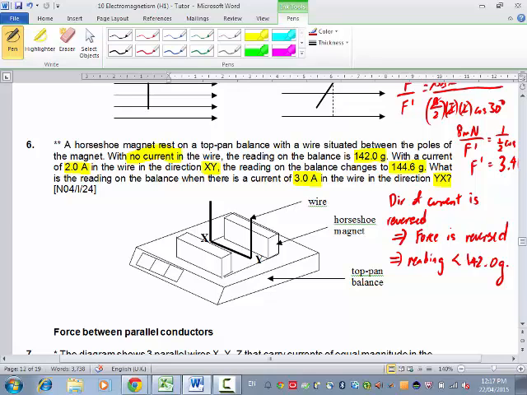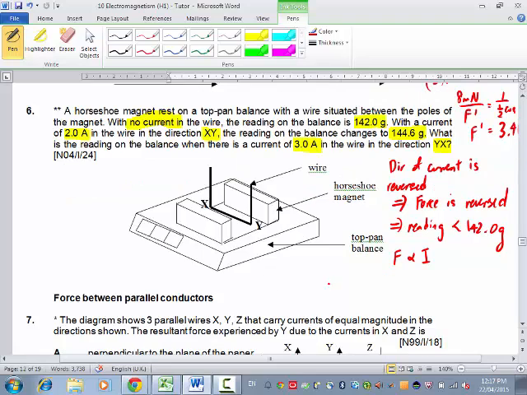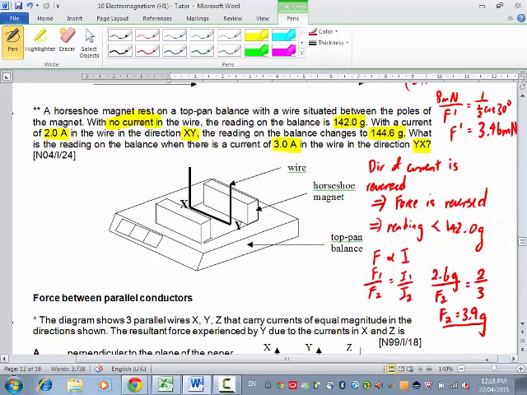Now I reverse. We know that the force is directly proportional to the current. So F1 over F2 will be I1 over I2. Correct? Because the B is unchanged, the L is unchanged. So the original force, first force is about 2.6 grams. The new force will make the reading change by 3.9 grams.